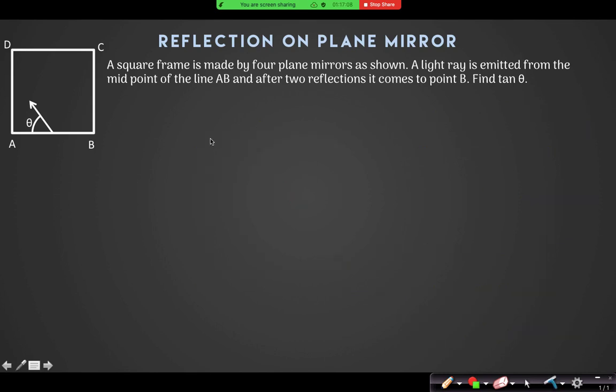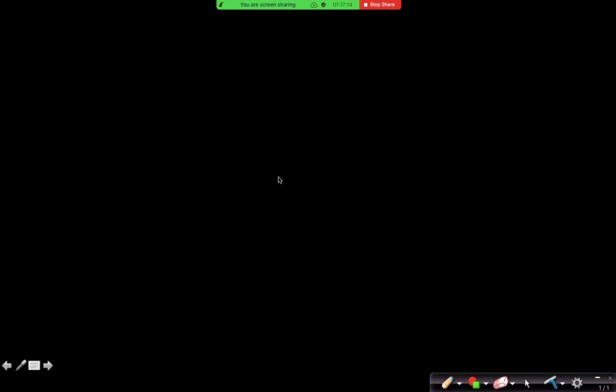Okay. And now we can find what is image tracing. How do I trace the image? Image tracing is very simple. Can you tell me how do I trace image? Image tracing on a mirror.